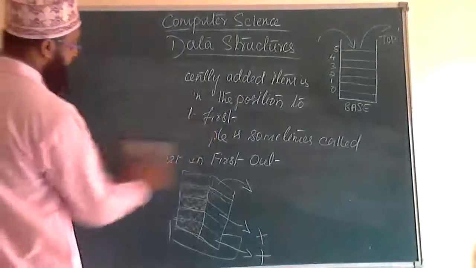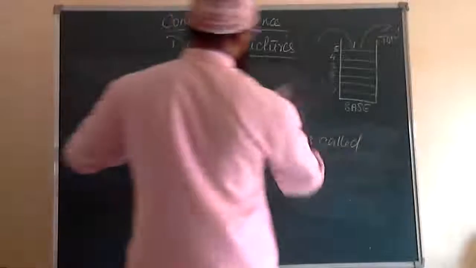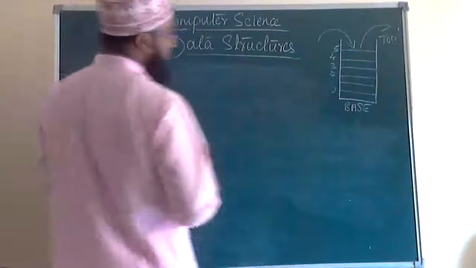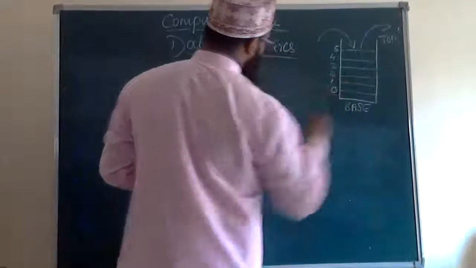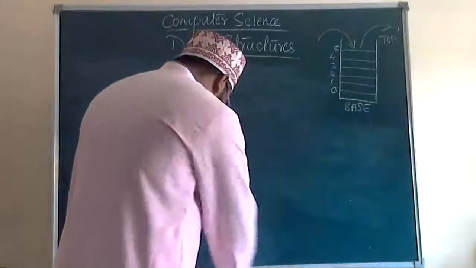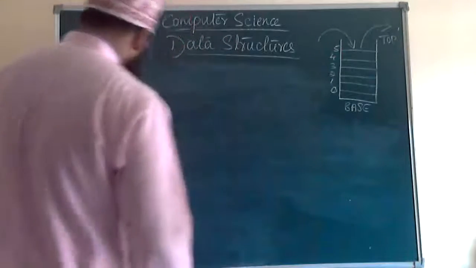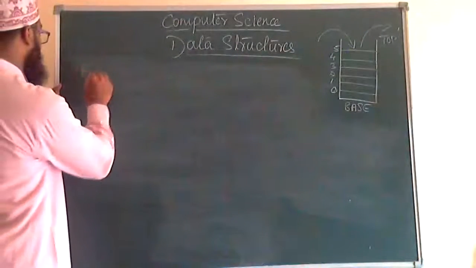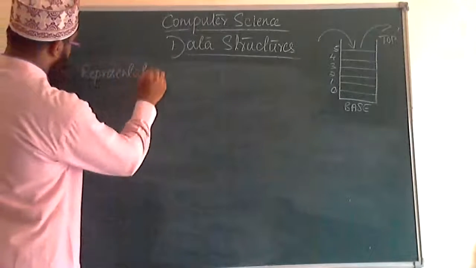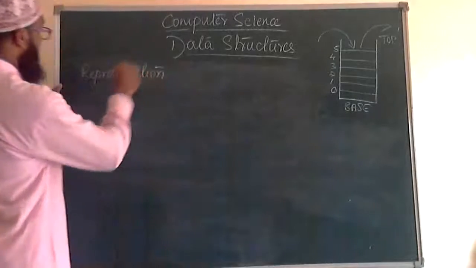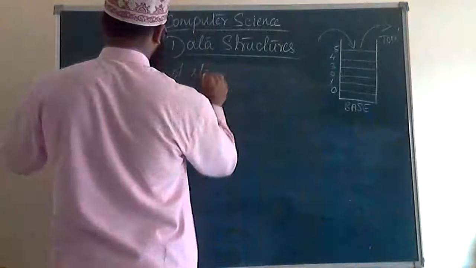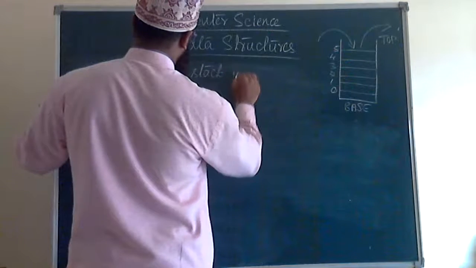Now let us see the representation of the stack. Just like we have seen the representation of a one-dimensional array and a two-dimensional array, the same way now we are going to represent the stack. The representation of stack in memory.